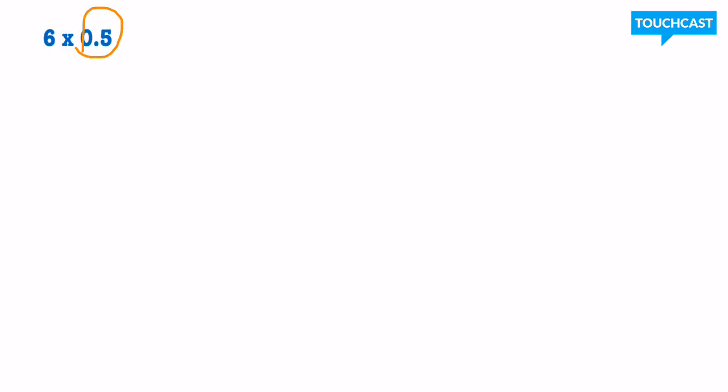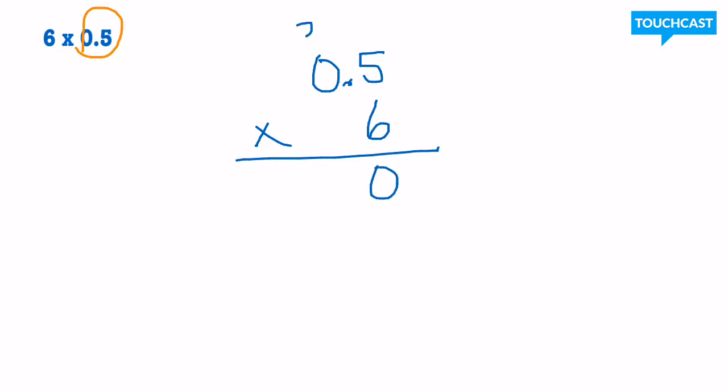So I'm going to say 0.5 times 6. Now, on the slide before, we talked about the fact that once we line up our decimal and our whole number aligned as far right as we can, not really paying any attention to the decimal points, we're going to multiply like normal. 6 times 5 is 30, carry the 3. 6 times 0 is 0, plus 3 is 3.